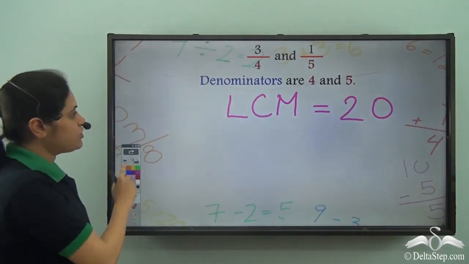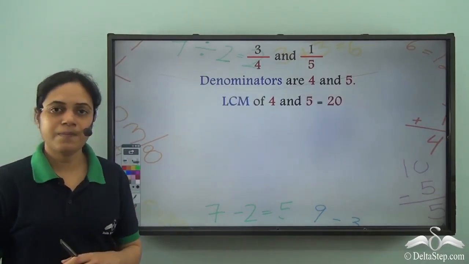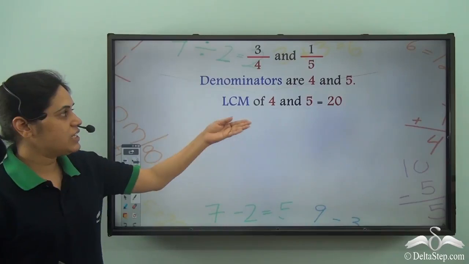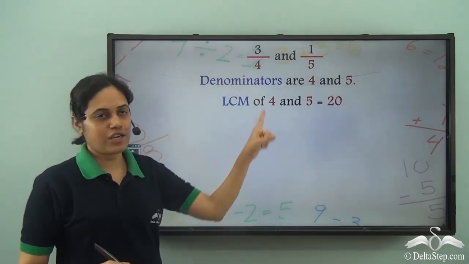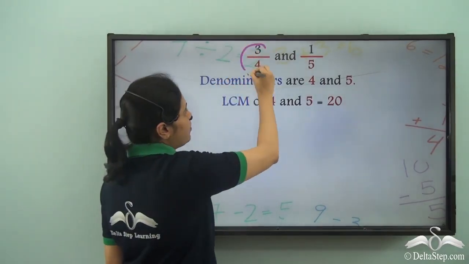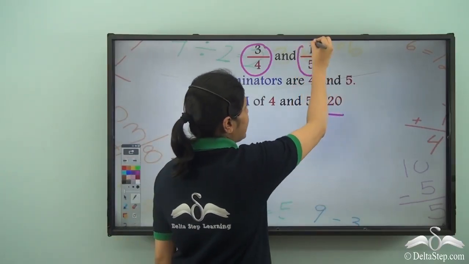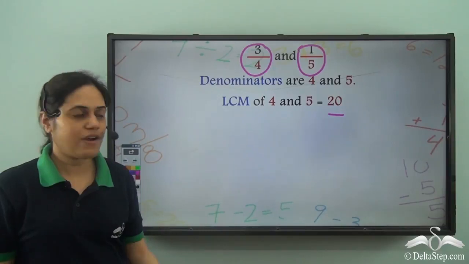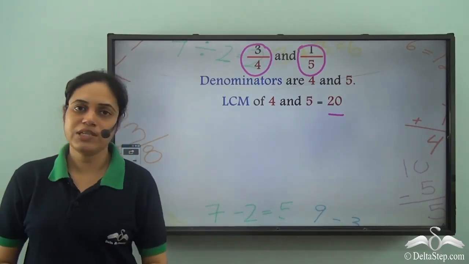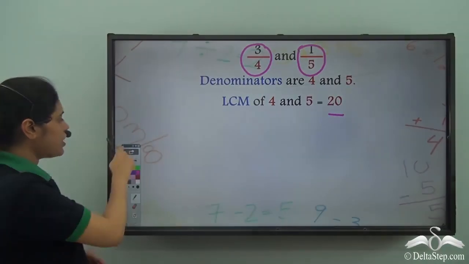So the LCM of denominators is 20. Now I need to make an equivalent fraction of 3 by 4 with denominator 20, and I need to make an equivalent fraction of 1 by 5 with denominator 20. Let us see how we can do that.